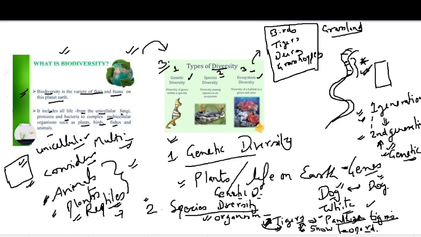This diversity of habitats is different for all the species. It is different, hence this is called ecosystem diversity. This whole ecosystem is made of different diverse elements of plants and animals, so this is called ecosystem diversity. Okay, now hope you have understood the concept of all the diversities and the concept of ecosystem.